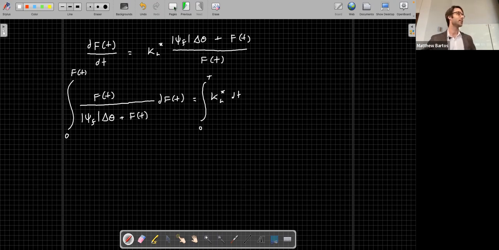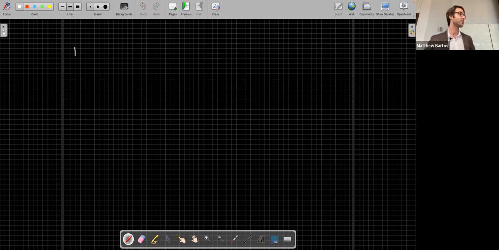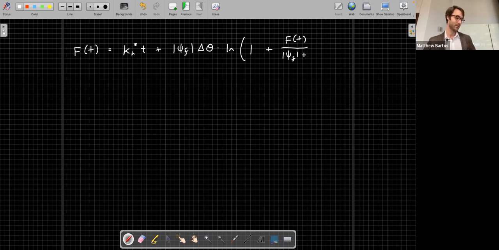Okay, so we can get a closed form expression for big F of t. And it is equal to Kh star times t plus, sorry, I'll try to make this look more like a t there. Plus the matric potential times the initial soil moisture deficit times the natural log of one plus big F of t divided by matric potential times the initial soil moisture deficit. Okay, and this is the expression for our cumulative infiltration depth.